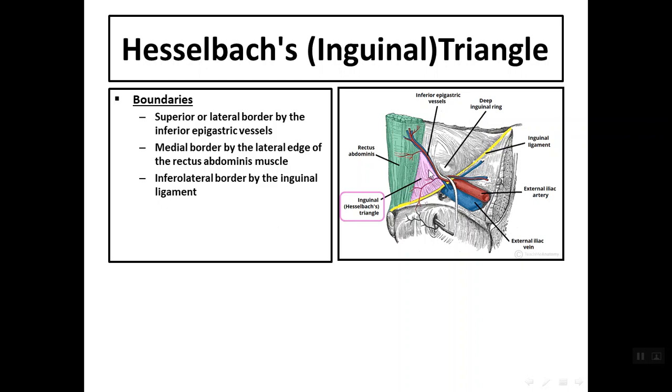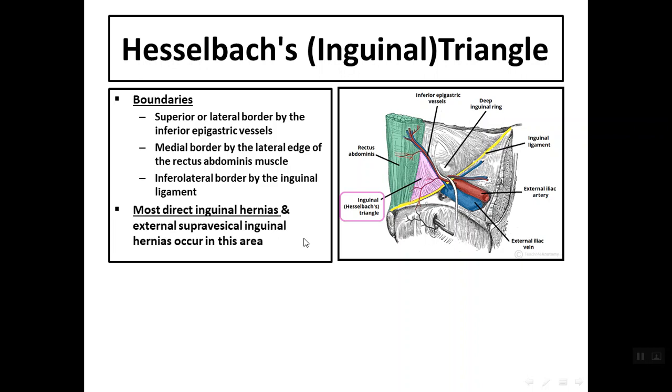This triangle, called the Hesselbach triangle or inguinal triangle, is clinically important. Why? Because most direct inguinal hernias will occur in this area. So it is important to know the boundaries of this triangle.